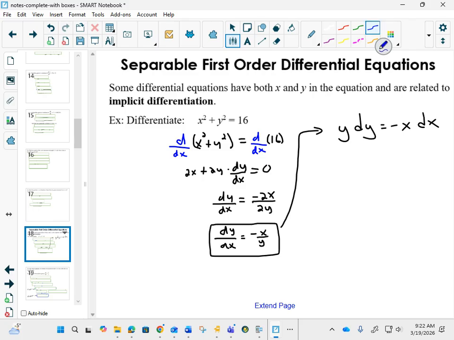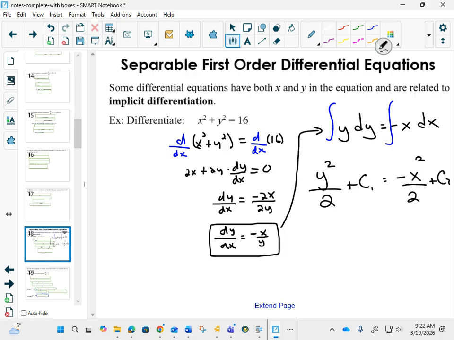When I integrate both of these, add 1 to the exponent and divide, plus c1. Add 1 to the exponent and divide, plus c2.